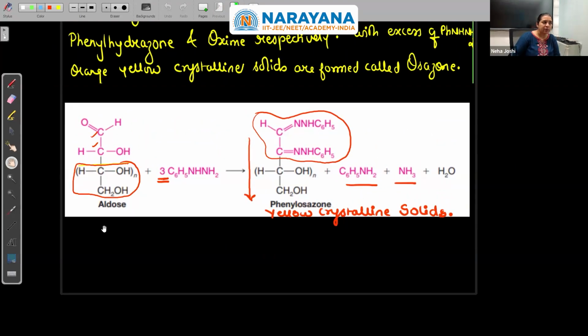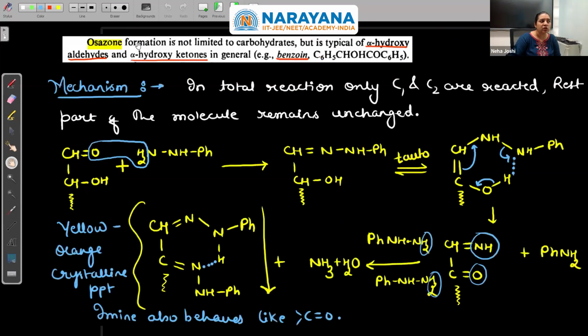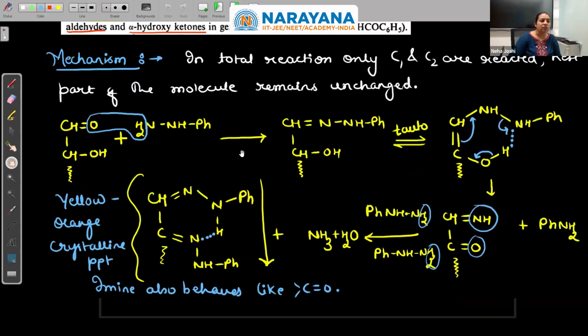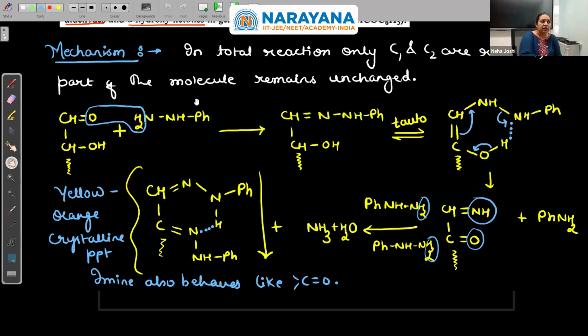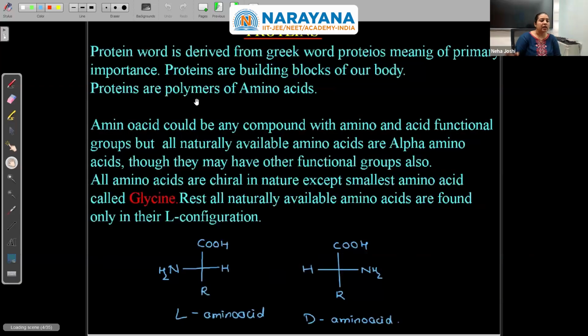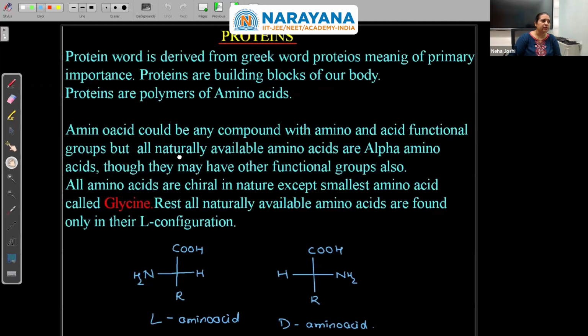Here I am exemplifying by starting with aldose, but on page 2 I am very clearly mentioning that osazone formation is not limited to carbohydrates alone. It is a property of alpha hydroxyketone and alpha hydroxyaldehyde. All of them will give this particular reaction. Okay? Now let us start proteins.